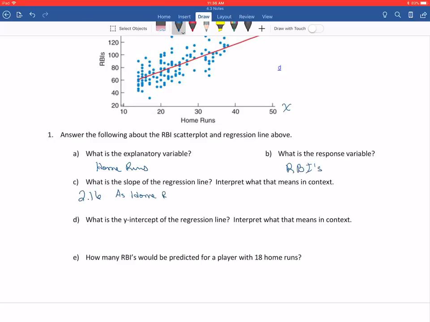as home runs increase by 1, so for every 1 new home run someone hits, we expect the RBIs to increase by 2.16.